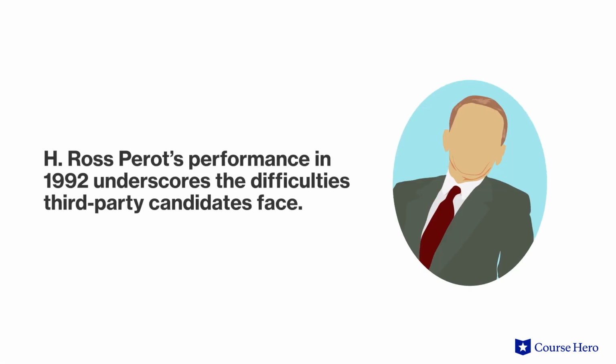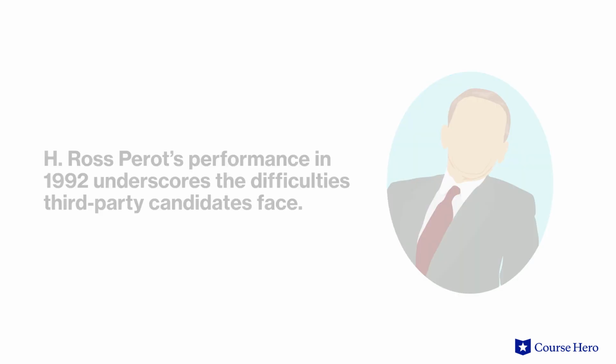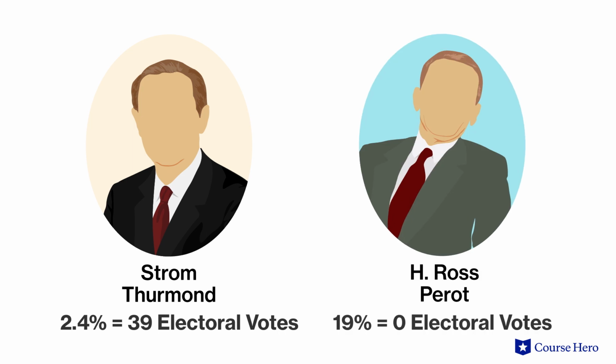Perot's success, winning nearly 1 out of every 5 votes in 1992, underscores the difficulties that national third-party candidates face. Whereas Thurmond won 39 electoral votes with only 2.4% of the national vote in 1948 because he had a strong regional appeal, Perot won 0 electoral votes despite taking 19% of the popular vote.